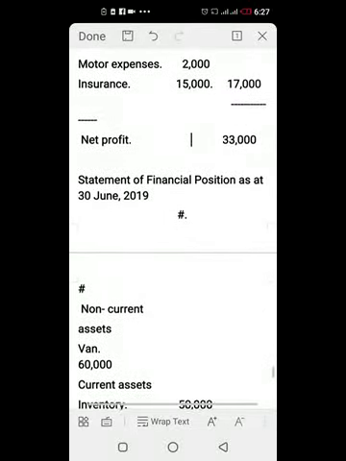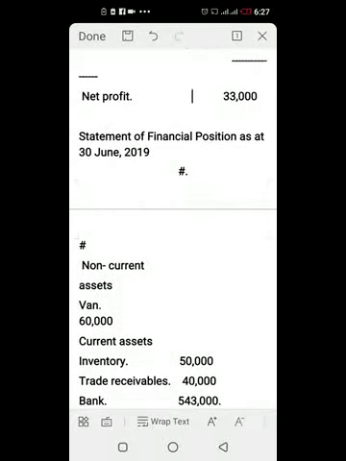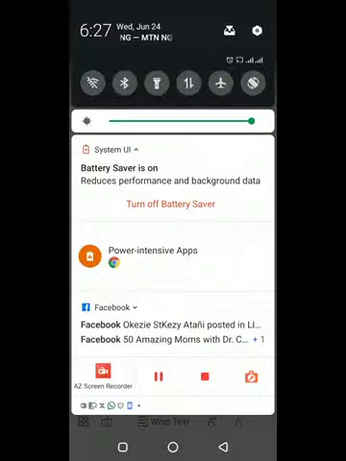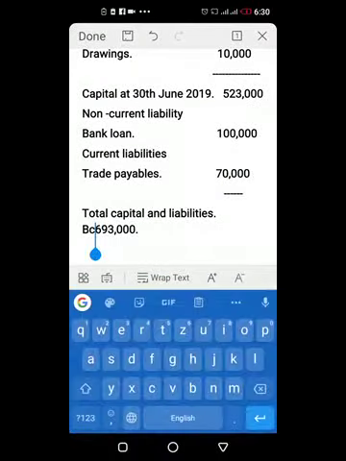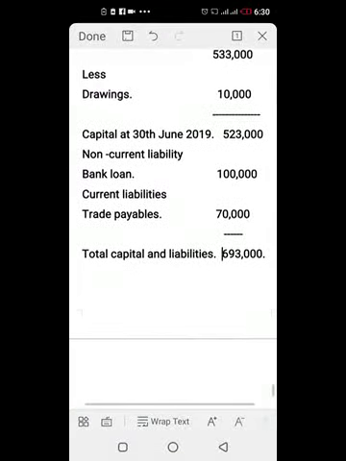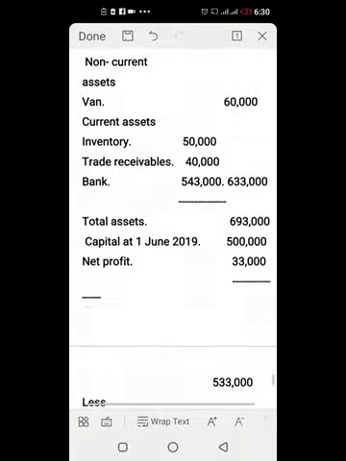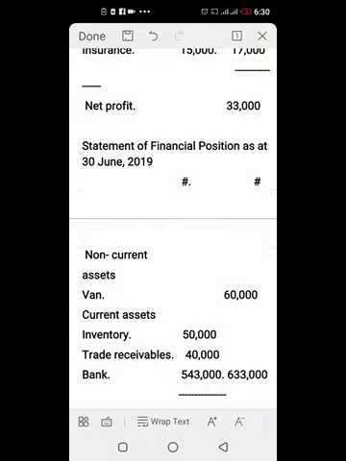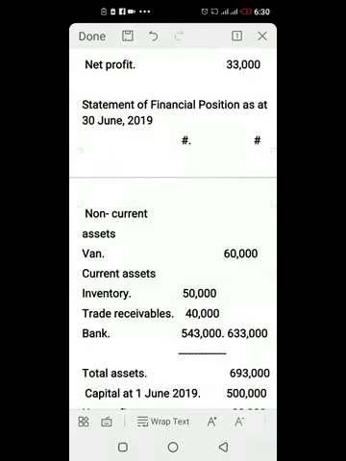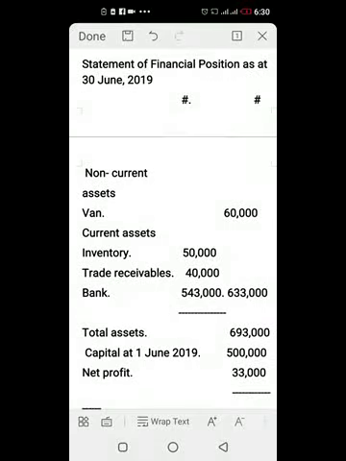Statement of financial position as at 30th June 2019. We'll start with the non-current assets as we did before. Non-current assets, van is the non-current asset, 60,000 naira. Then current assets, we start with inventory, which is 50,000 naira. Trade receivables, 40,000 naira. Bank, 540,000 naira.